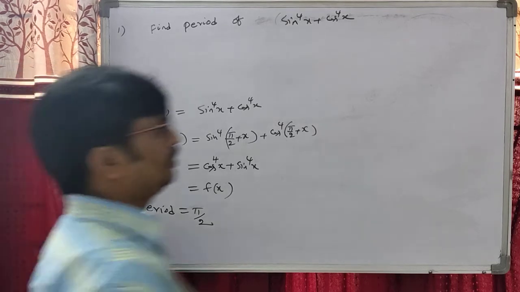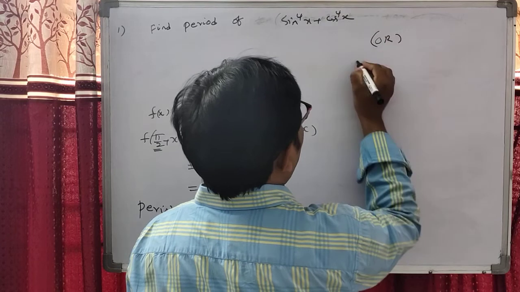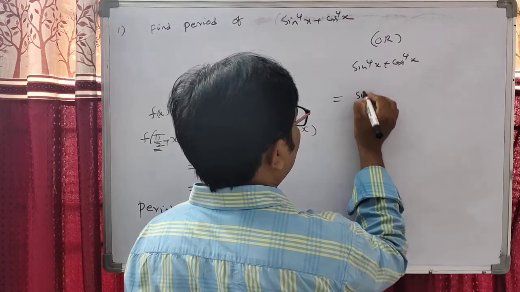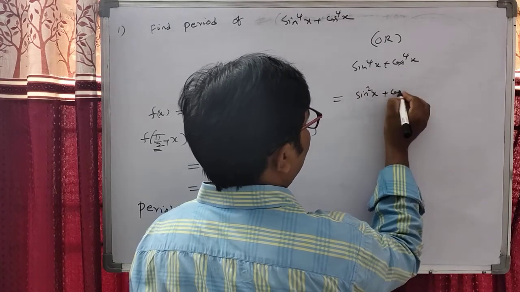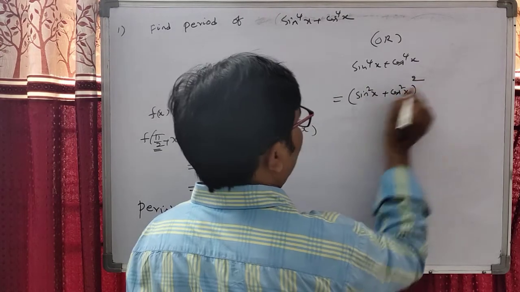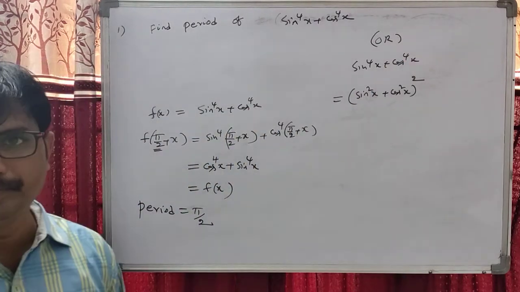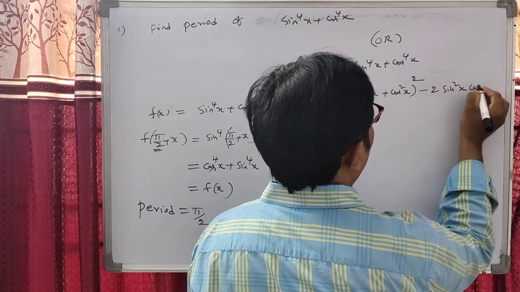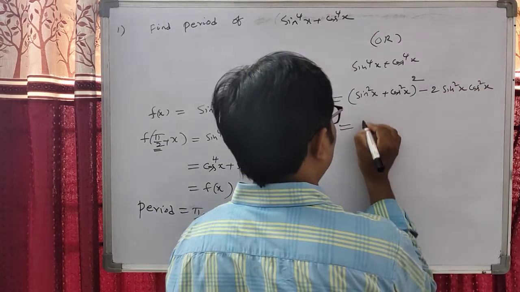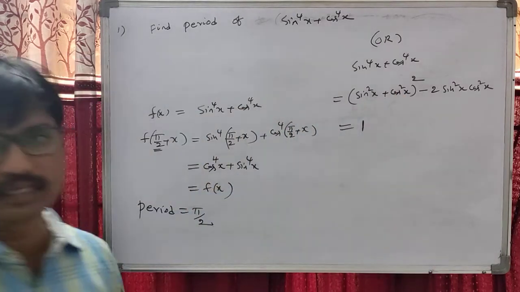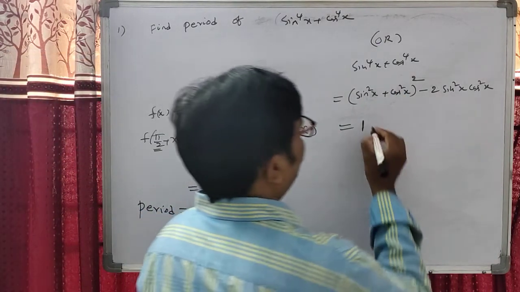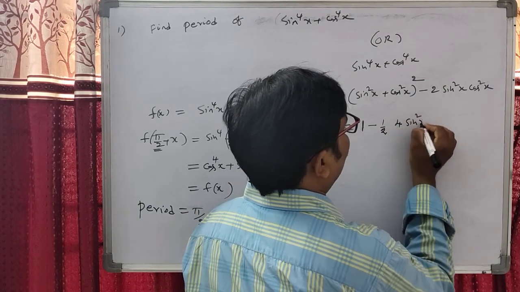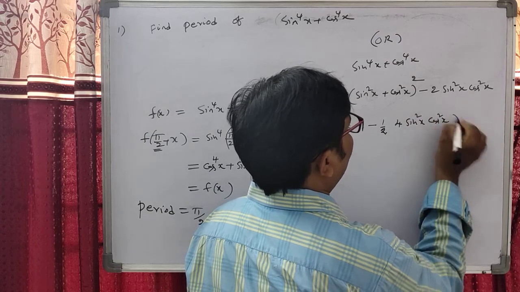Now students, another method. Sin power 4x plus cos power 4x is sin square x plus cos square x whole square, using a square plus b square equals a plus b whole square minus 2ab, so minus 2 sin square x cos square x. Sin square x plus cos square x is 1. After that we can write this as 1 minus 1 by 2 into 4 sin square x cos square x.